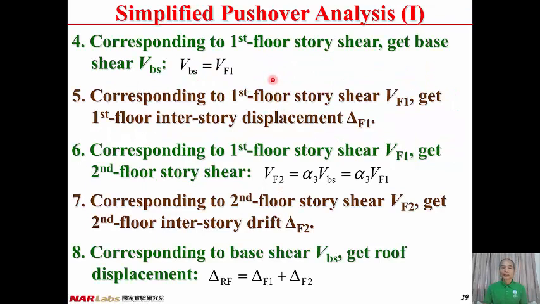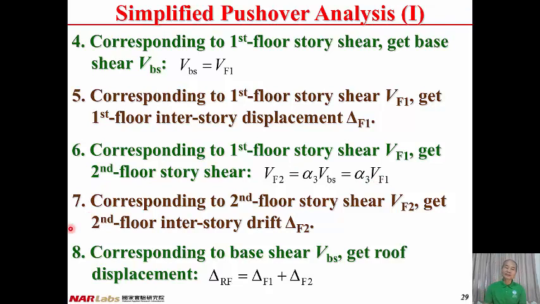And step 4, corresponding to the first story shear, then we can have the base shear, VBS equal to VF1. And from the force displacement relationship of the first floor, once we have VF1, we can have the first story inter-story displacement, delta F1. And then we move to step 6. According to the vertical distribution of seismic forces, once we have VF1, the first story shear, then we can have the second story shear, VF2 equal to alpha 3 times VF1.